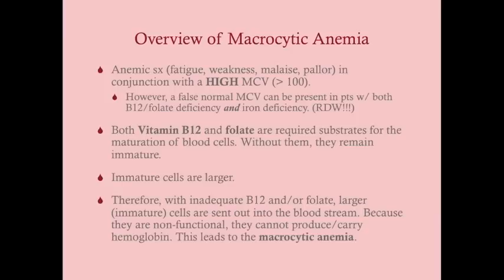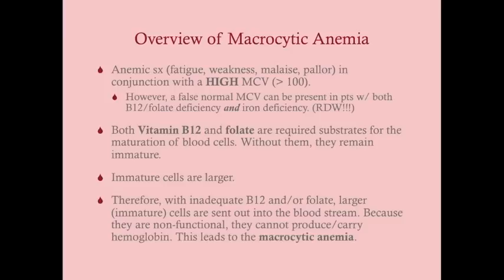So what you're going to look at is the red blood cell distribution width. And what that tells you is the distribution from the smallest cell to the biggest cell. And if you have an elevated red blood cell distribution width and a normal MCV, that should make you think possibly we've got a microcytic and macrocytic anemia going on here. So just to let you know, you can have a false normal MCV and still have a macrocytic anemia.